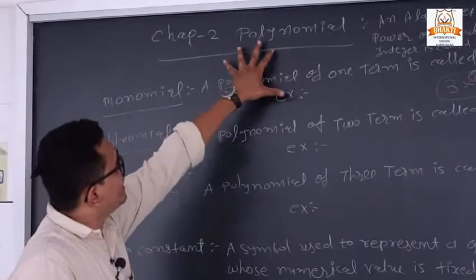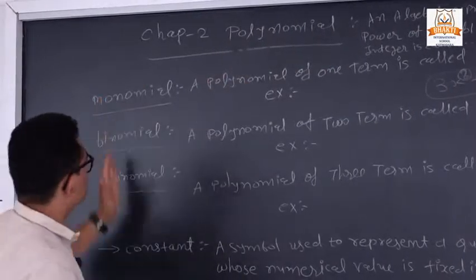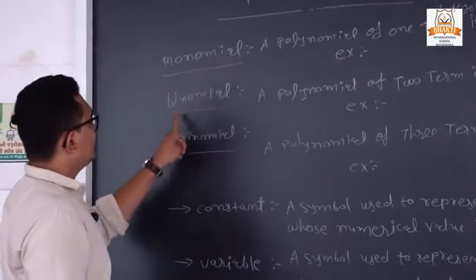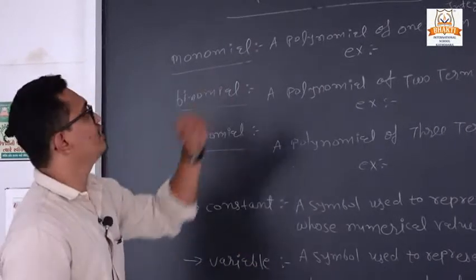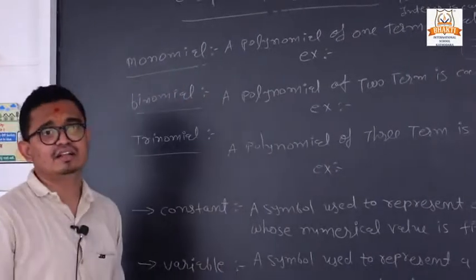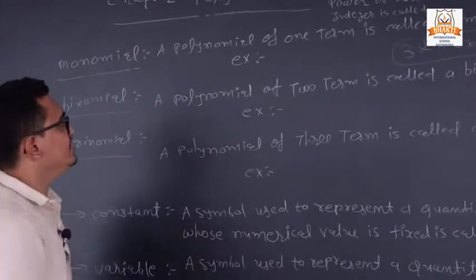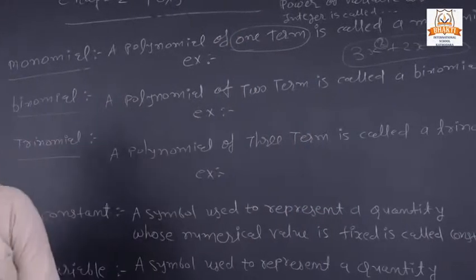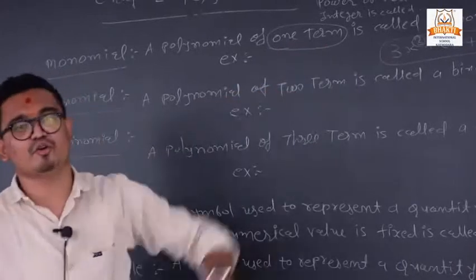According to that definition, we divide polynomials into three parts. First of all, monomial, second, binomial, and third, trinomial. So first of all, what is a monomial? A monomial is one kind of polynomial which has only one single term. If any polynomial has only one single term, then it is called a monomial.